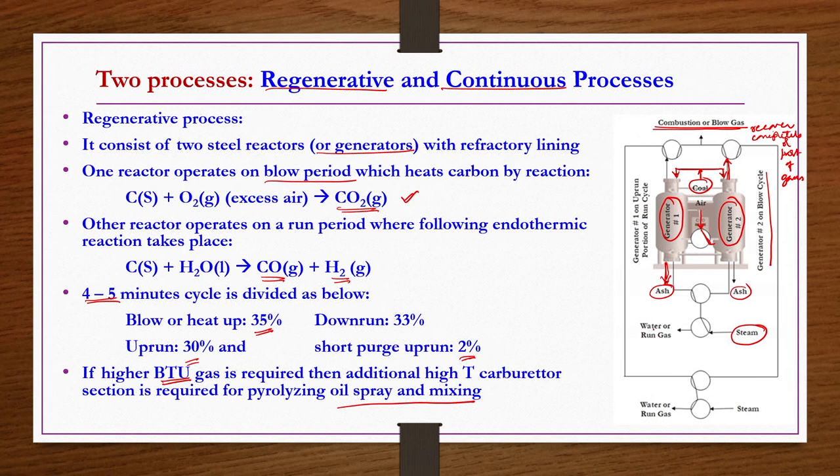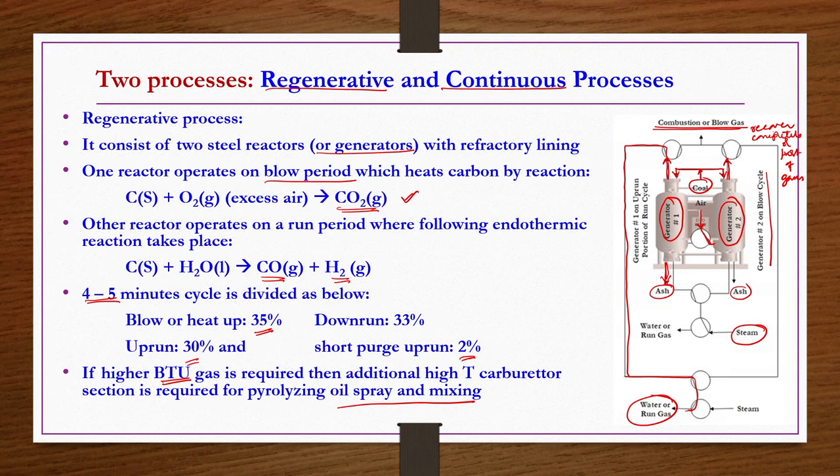Now, whatever producer gas, CO plus H2, has formed coming from generator 1, the reactor that operates on an up-run period, those gases are mostly consisting of CO and H2. They can be collected as water gas or as run gas as shown here, okay?